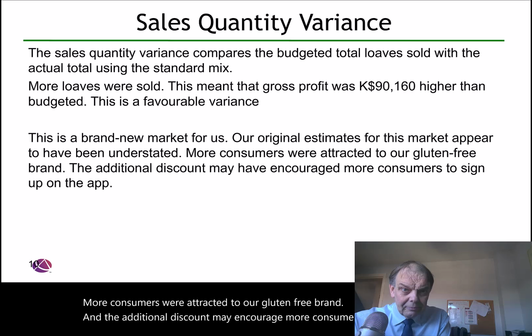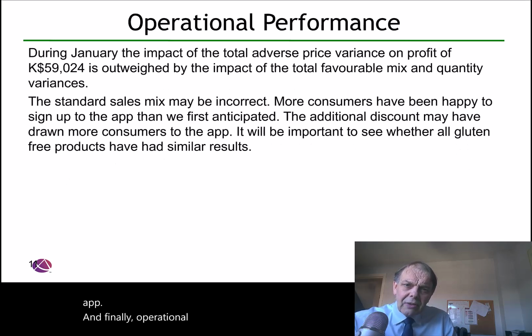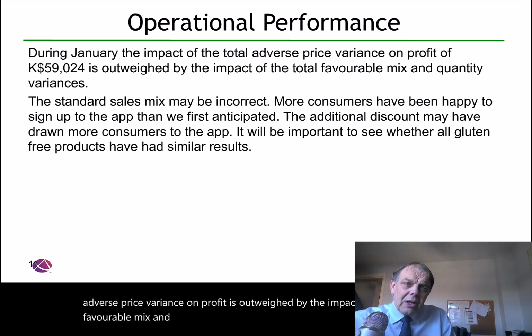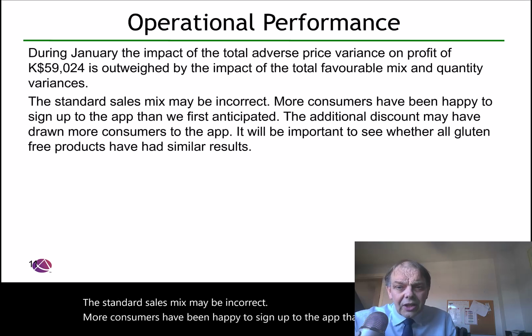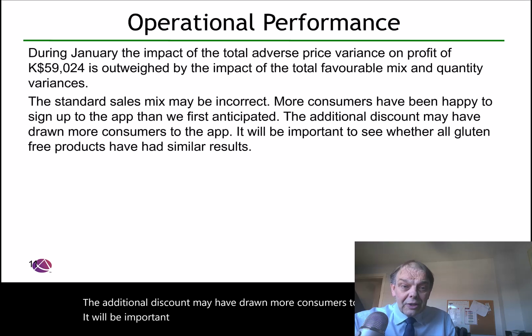And finally, operational performance. During January, the impact of the total adverse price variance on profit is outweighed by the impact of the total favourable mix and quantity variances. The standard sales mix may be incorrect. More consumers have been happy to sign up to the app than we first anticipated. The additional discount may have drawn more consumers to the app. It will be important to see whether all gluten-free products have had similar results.